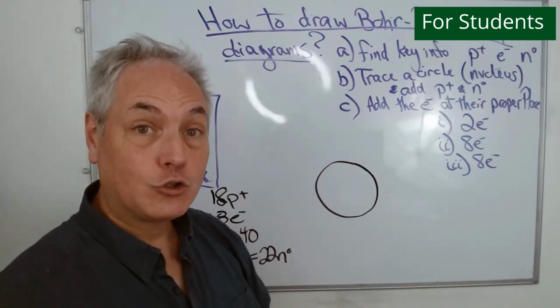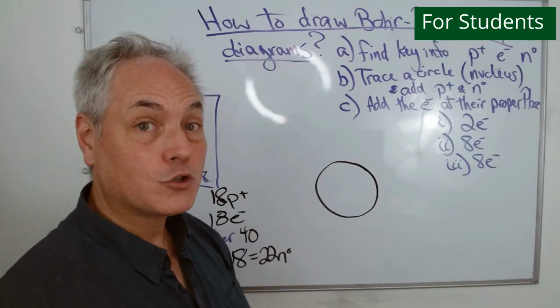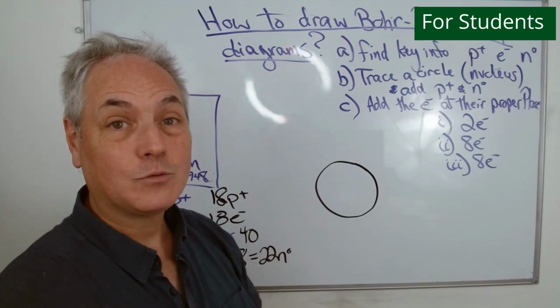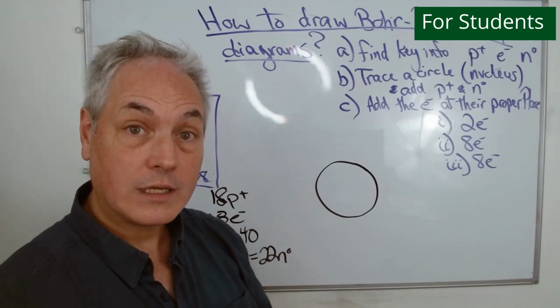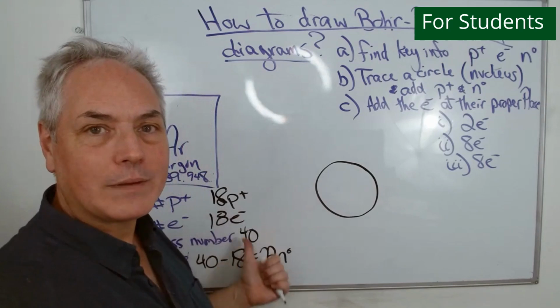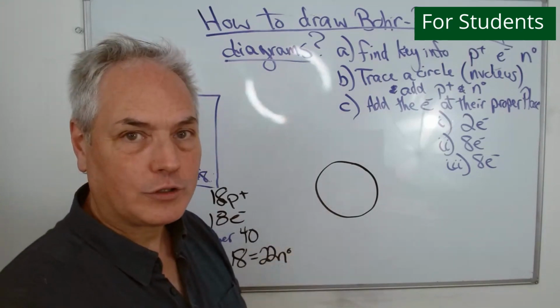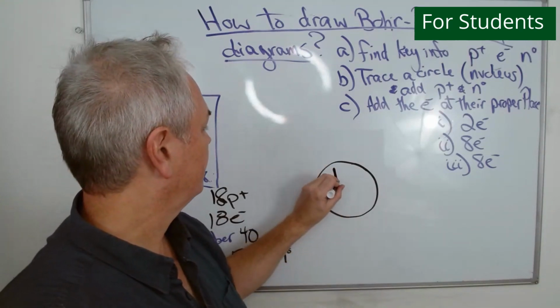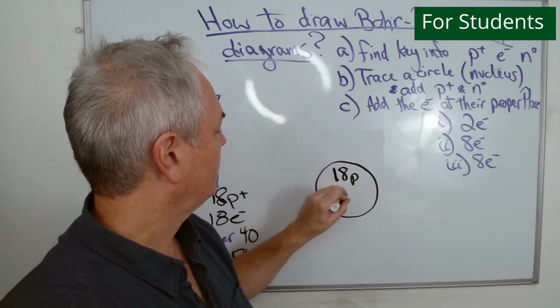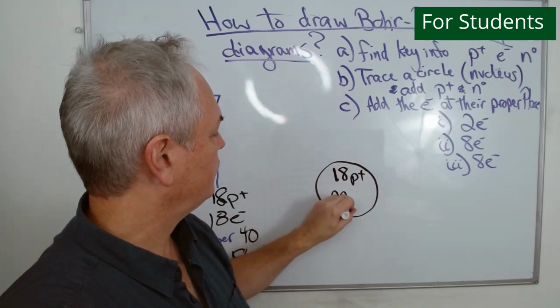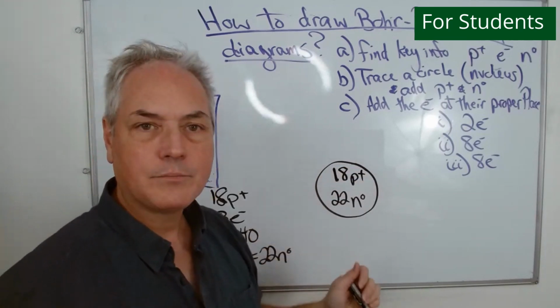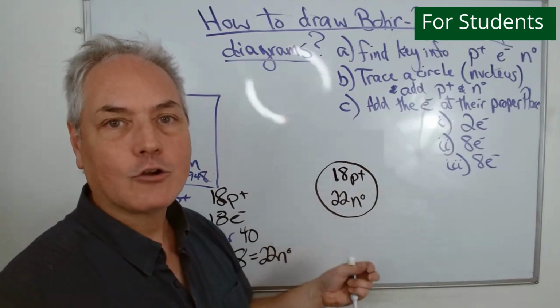In the nucleus, I have two subparticles. The first ones are protons and the second ones are neutrons. Keeping in mind that we have information about them, let's add them in the nucleus: protons and 22 neutrons, like this. Perfect. So now we have our nucleus.